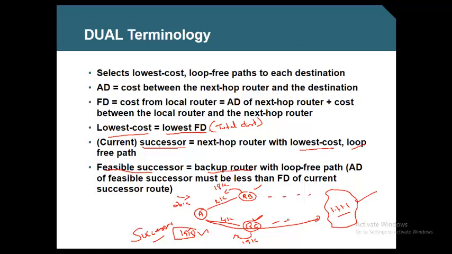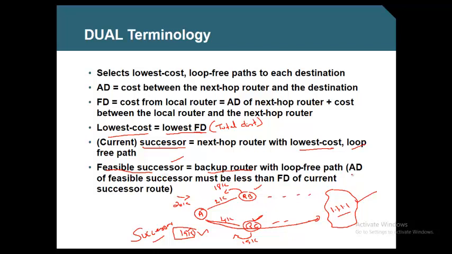How does it know that there won't be a loop? How does it know that if I take this path, there will be a loop, and if I don't take this path, there will be no loop? Or how does it check that? What is a feasible successor? A backup path. How is the backup path selected?